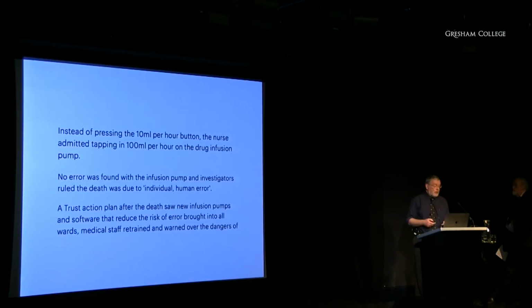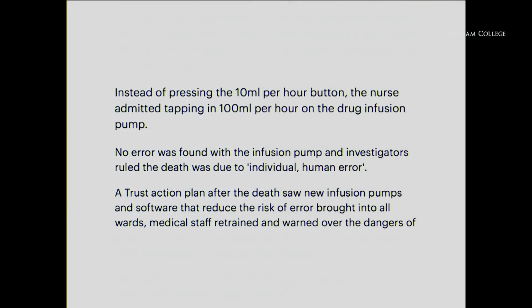So if we go further down this article to here, instead of pressing 10 mils per hour, the nurse admitted tapping 100 mils per hour. And from my lab studies, we know that is really easy to do by mistake. Why does the infusion pump allow you to enter a 10 times overdose, which in this case was potassium chloride, and it will be a fatal dose, which is what happened? The thing could have detected that.